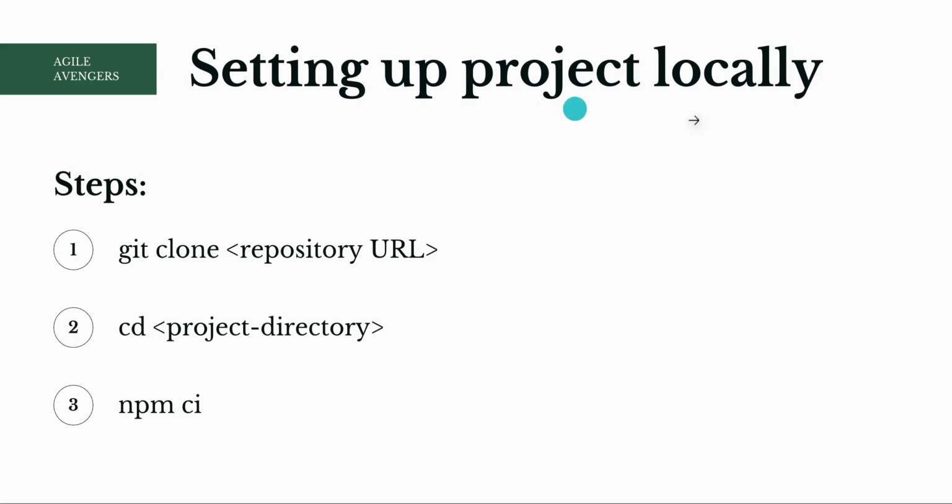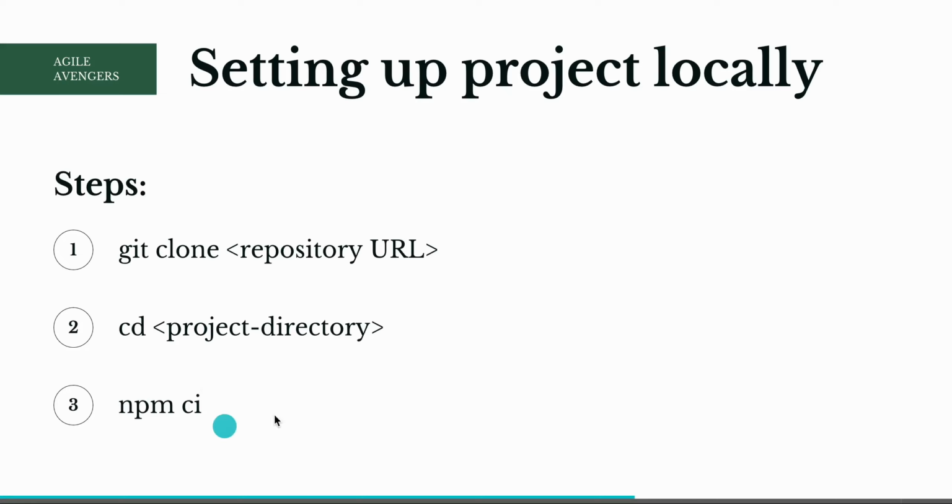You can set up the project locally by following the given steps, which is running git clone with the repository URL. You will have to cd into the project directory, and in order to install all the dependencies, you can run npm ci and ensure that you have the right dependencies for contribution.